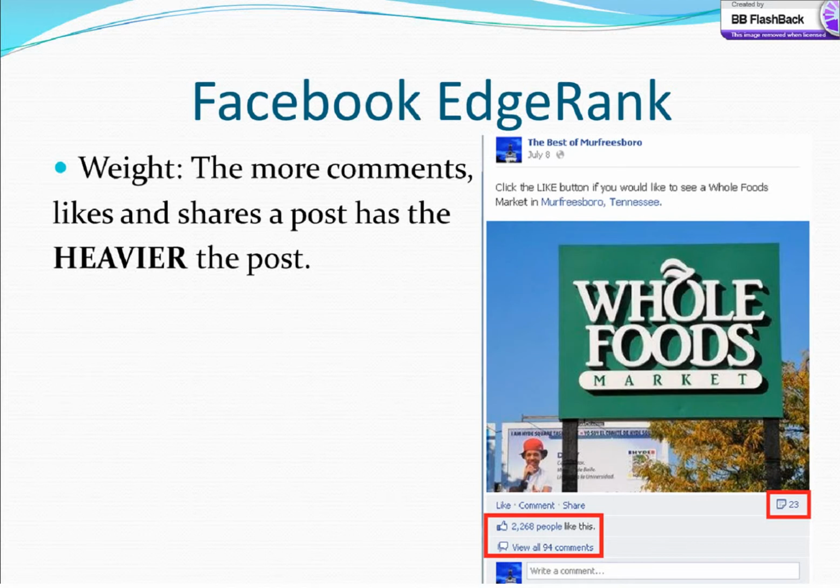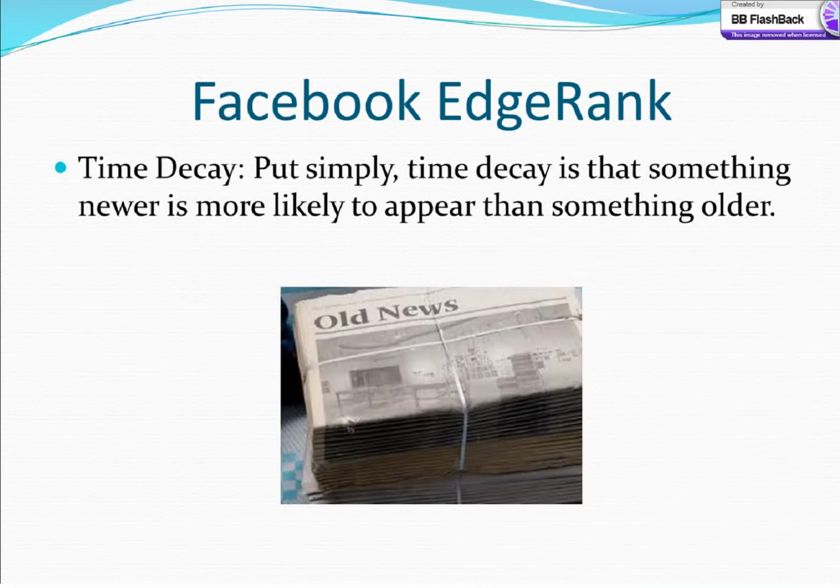And weight also has a direct relationship with the last factor, which is time decay. Put simply, time decay is that something newer is more likely to appear than something older. Your posts become old news. So as soon as people stop liking it, or the momentum dies down and the comments aren't flowing in, Facebook starts to see that, and then it slowly fizzles out of people's news feeds for good. But the more weight and activity you have in that post, the longer it will stay and the longer you'll be able to put off the time decay of that post.